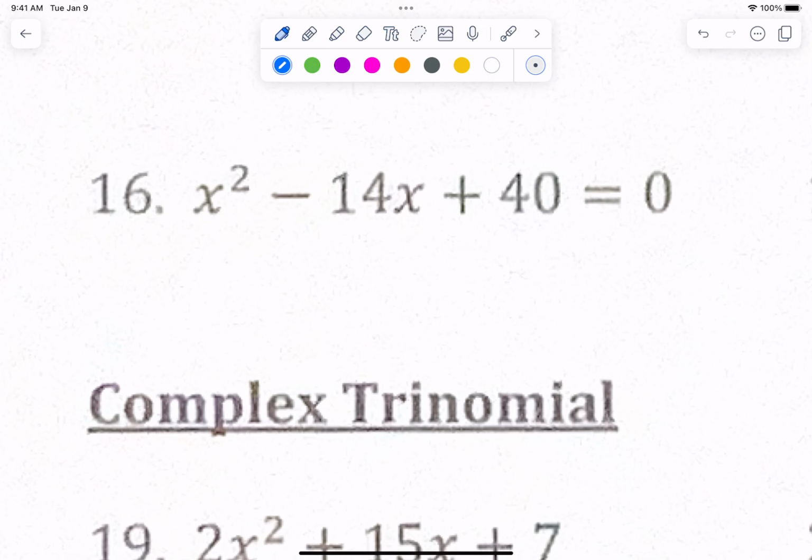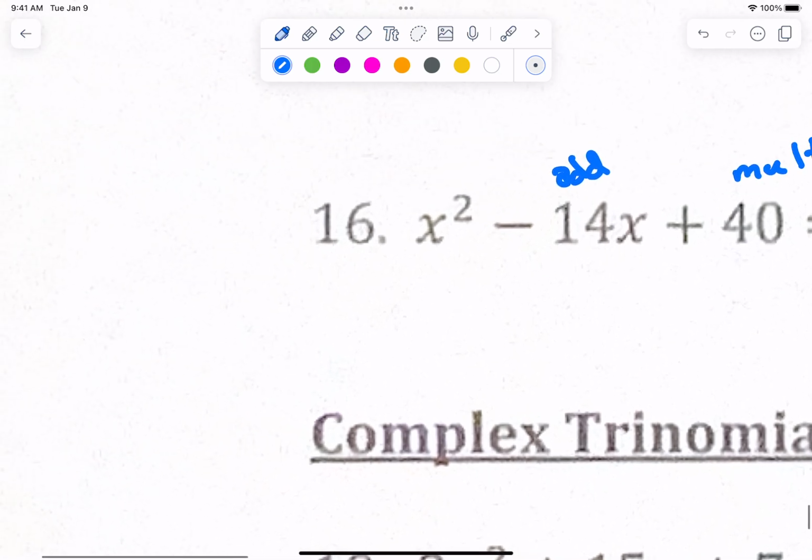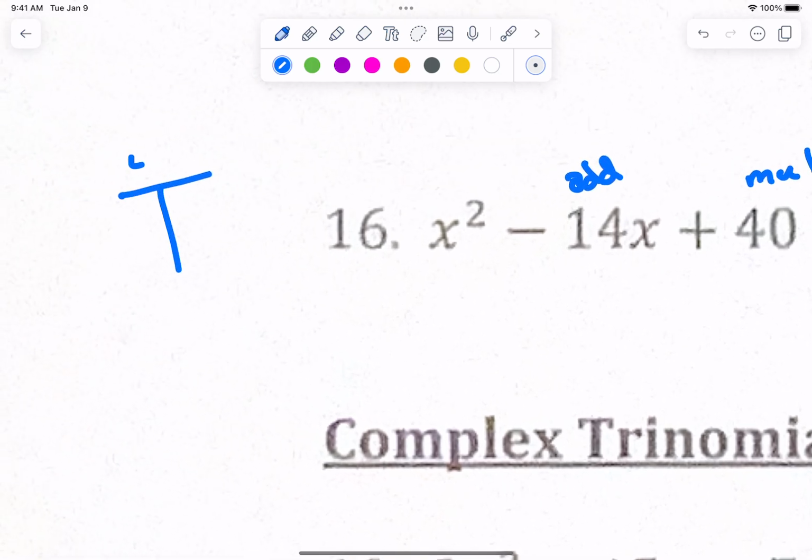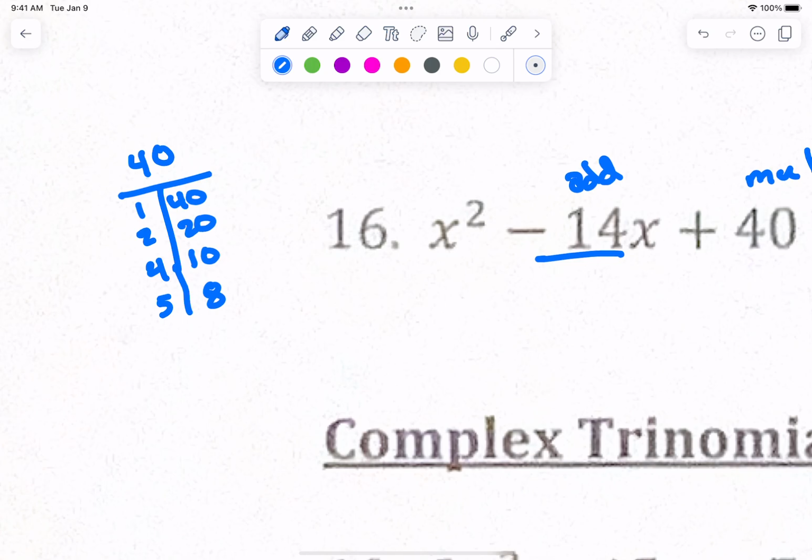Okay? Now, do we have to eventually set this guy equal to 0? Yes, we do, because he has to equal 0. All right, I want to multiply to give me 40, but when I add them, give me negative 14. Okay? So if you can't figure it out, 40 is 1 and 40, or 2 and 20, or 3 doesn't go in there, 4 and 10, or 5 and 8. Those are my combinations. Which one will give me negative 14? You've already figured it out. 4 and 10, except both of them will have to be negative. Negative 4 and negative 10.